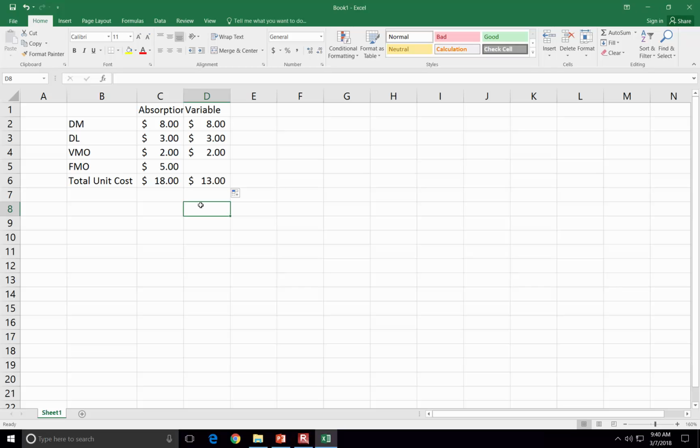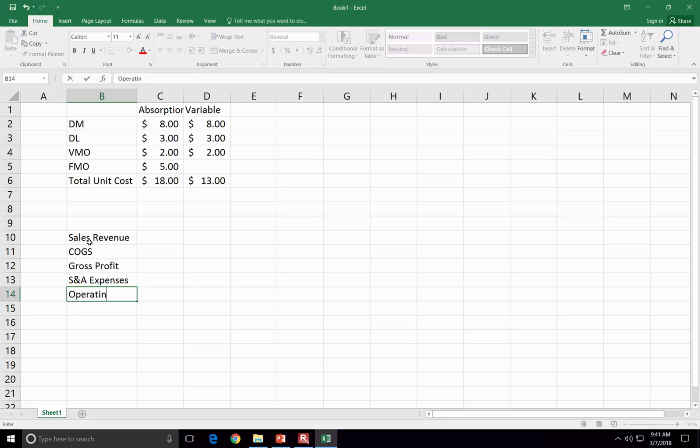Okay. So question 2 says, prepare income statements for Lemonade for March 2016 using absorption costing and variable costing. So under absorption, we're going to have our sales revenue minus our cost of goods sold. That'll give us our gross profit, right? This is back to accounting 1. And then our gross profit minus our selling and admin expenses will give us our operating income.